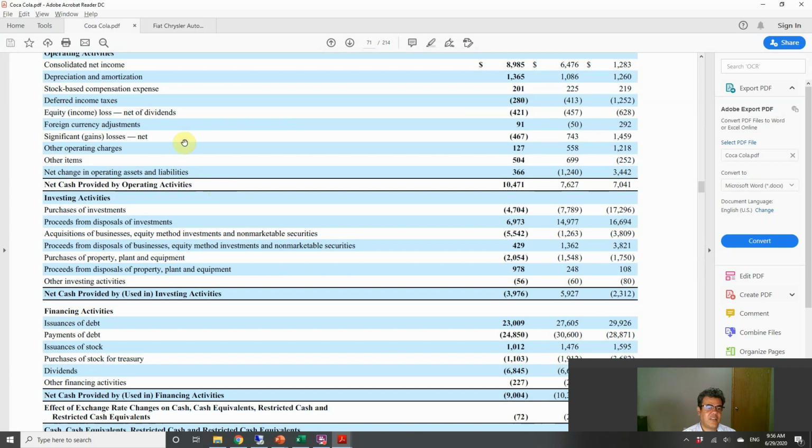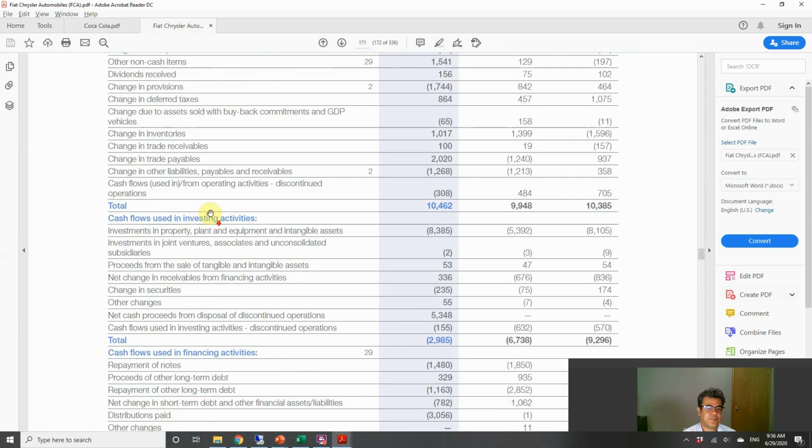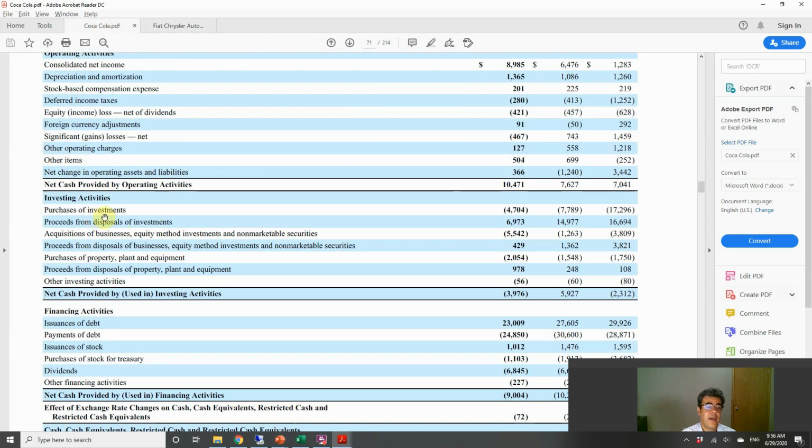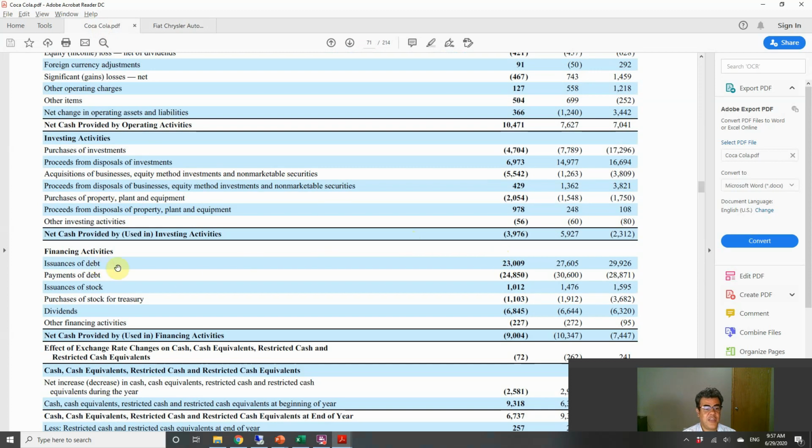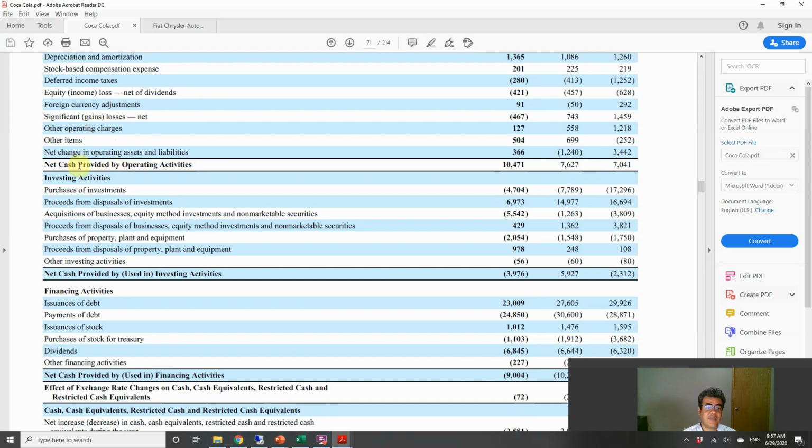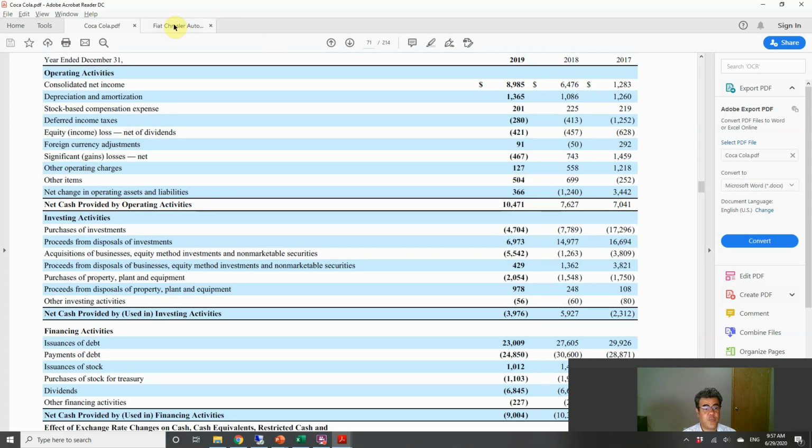And investing activities, that is the same here. So let's go back to Coca-Cola. Purchasing, when we purchase it, we decrease our cash. When we dispose or sell it, we increase our cash. Financing, issuance of debt, new debts, we are increasing our cash. Payments, we are decreasing, the same as stocks. And then the total of operating activities, net cash provided, that is our positive cash here. We are increasing our cash.